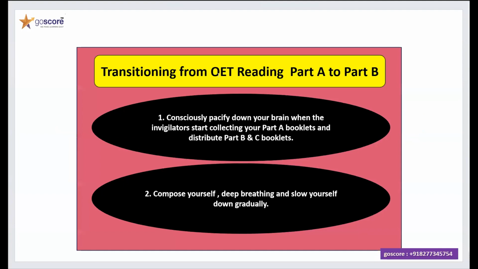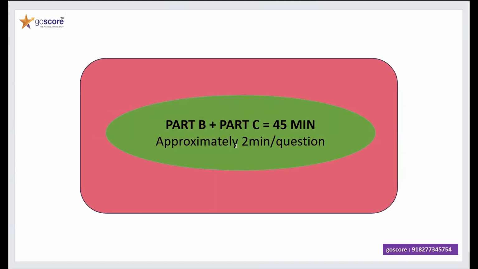Transitioning in OET reading, pacify your brain when the invigilators start collecting your part A booklets and distribute part B and C booklets. In reading part A, you will get 2 booklets. One is the text booklet and one is questions and answers. They'll collect these 2 booklets and they'll provide you with the part B and part C booklets. So it will be together, part B and part C. In between, you will get a little time. But in your part B and C, you will have 45 minutes for 22 questions.